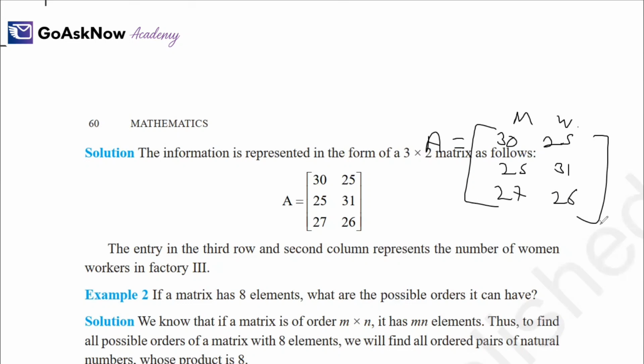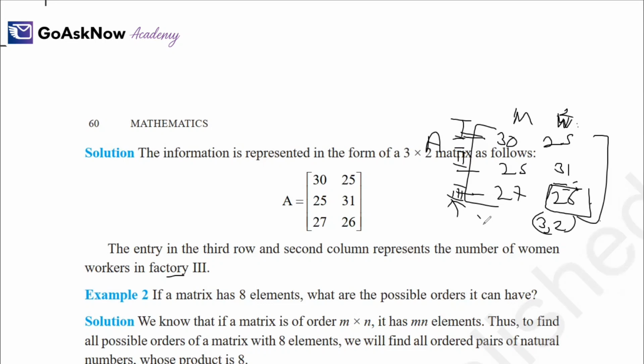The entry in the third row and second column. So which is the entry in the third row and second column? Here was first, second, third. This is the third row, and the second column is like this. This is the entry in the third row and second column, 3, 2. So this represents the number of women workers in the third factory. So this is the first factory, this is the second factory, this is the third factory. So this represents the number of women in your third factory. This is the obvious result here, you can infer from that.